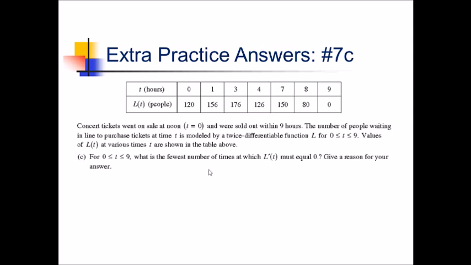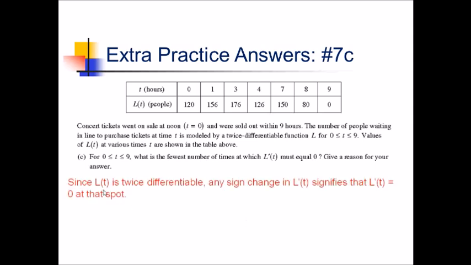Well, we know that because this is a twice differentiable function L. So that means that L prime itself is differentiable, which means there's no discontinuities allowing us to warp from one side of the x-axis to the other. So here's how I explain this. Since L of t is twice differentiable, any sign change in L prime of t signifies that L prime of t equals 0 at the spot where the sign changes. And then the rest of it is just tying together this increasing-decreasing argument.